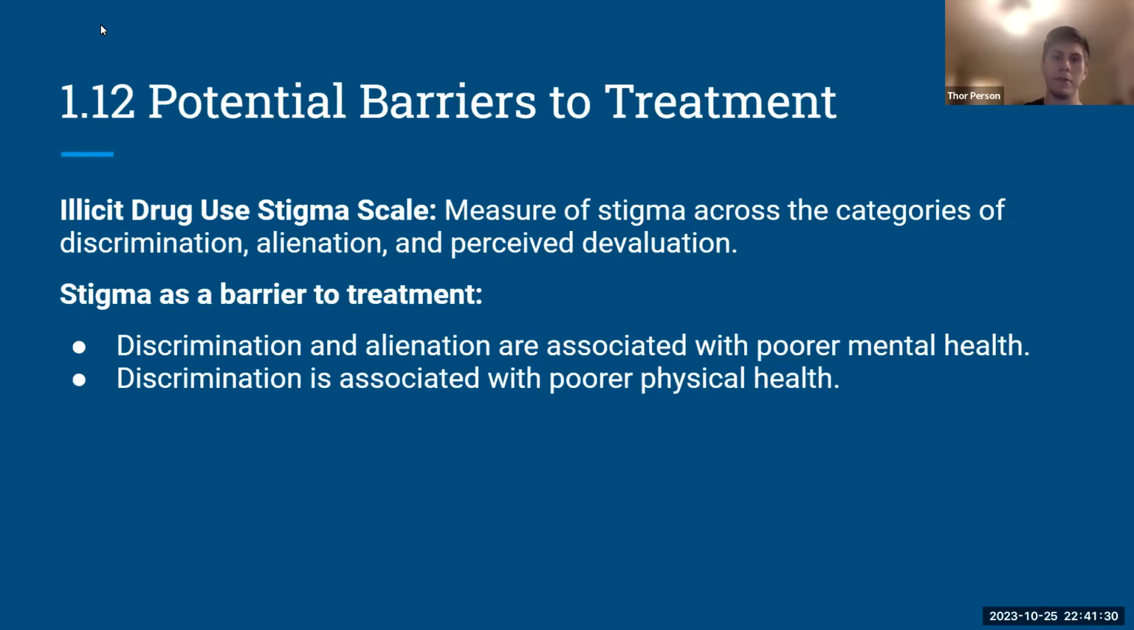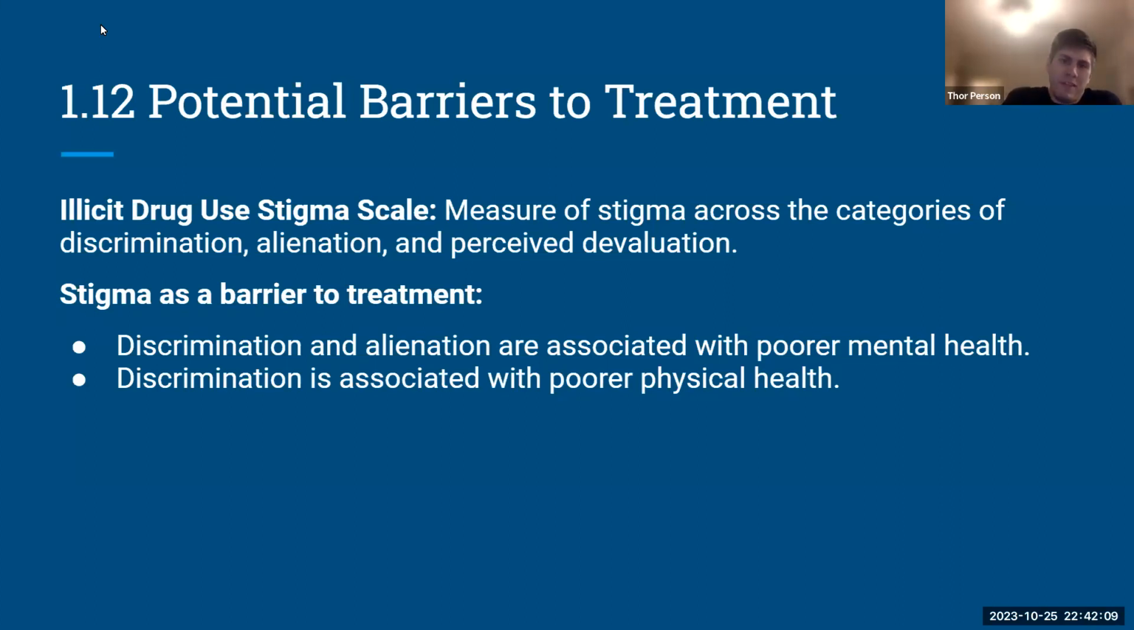All right, and then the next one, potential barriers to treatment. So one of the possible barriers I was looking into was stigma. There were a couple studies that were measuring an individual's self-stigma of substance use that was acting as a barrier to treatment. The scale that I found was the illicit drug use stigma scale. This measures stigma across 3 distinct categories of discrimination, alienation, and perceived devaluation.